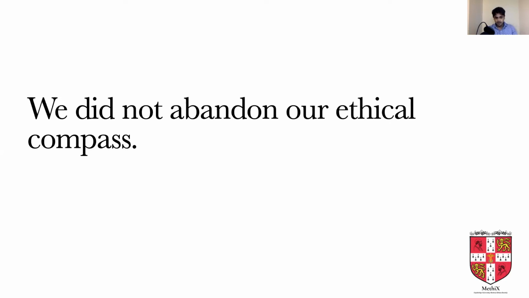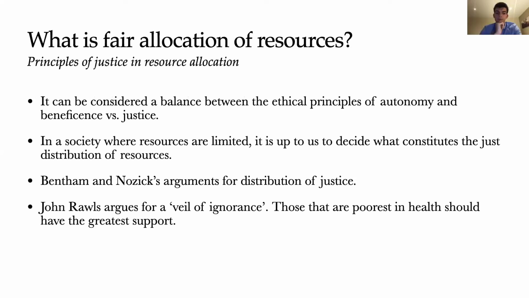So let me start by introducing some viewpoints of earlier philosophers. Fair resource allocation can be seen as a balance between the ethical principles of autonomy and beneficence versus justice. In a society where there is surplus, it'd be easy to give everyone the treatment that they needed, and there'd be much left over for everyone else. In our society, however, we're restricted by money and many other factors such as space and time, and it's up to us to decide what constitutes the just distribution of resources.